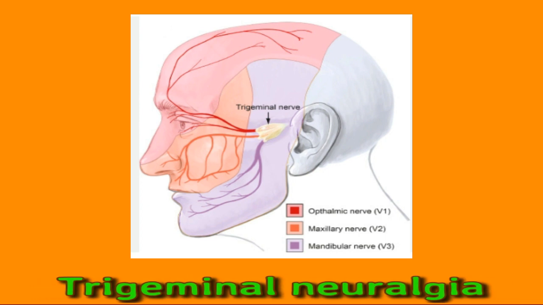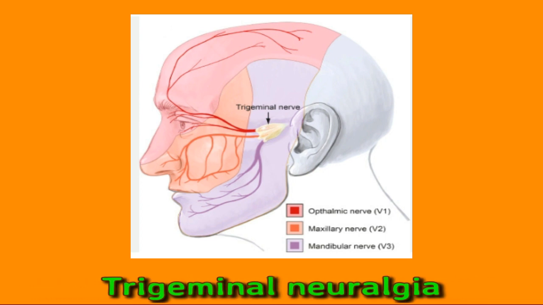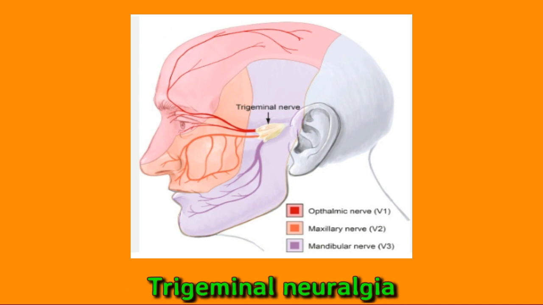Type 1 trigeminal neuralgia causes flashes of pain on one side of the face triggered by light touch. Type 2 trigeminal neuralgia causes a constant aching, burning and stabbing pain, less severe than type 1.